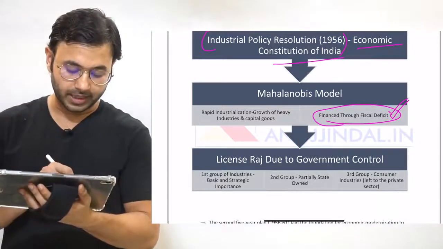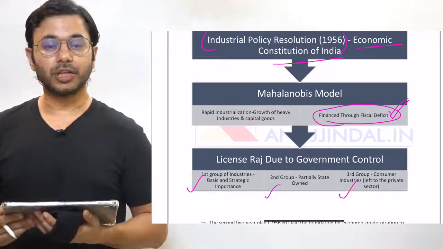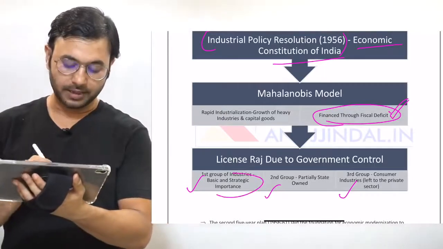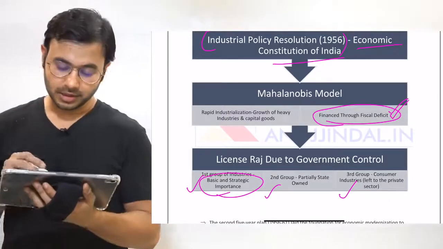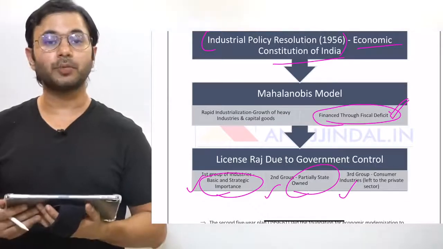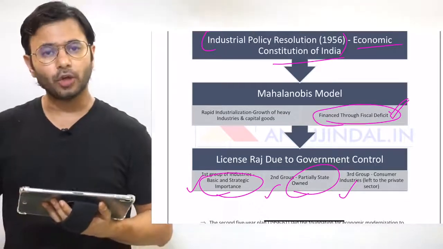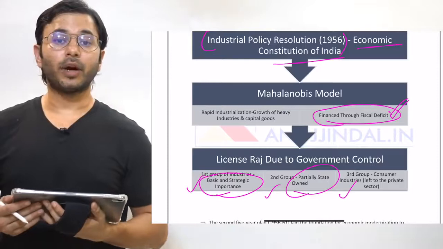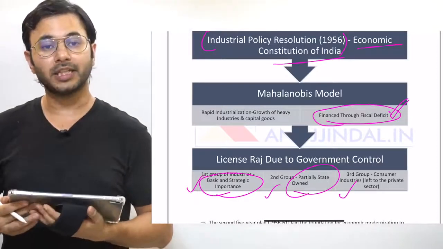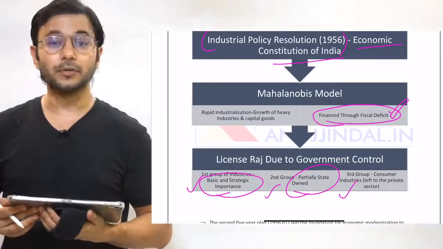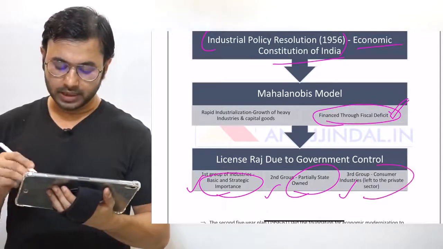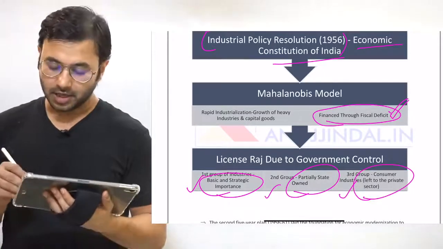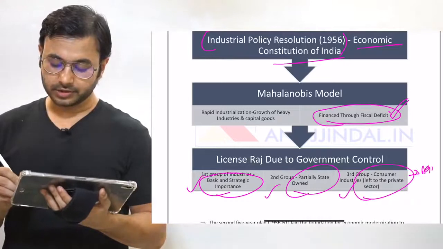Mahalanobis model divided industries in India into three groups. The first group was basic and strategic importance industries. The second was industries which were to be partially owned by the state, not so important, but at the same time they required heavy funds. Therefore, the private sector could not be expected to invest in them. And the third were the industries which were left to the private sector, and this included agriculture.